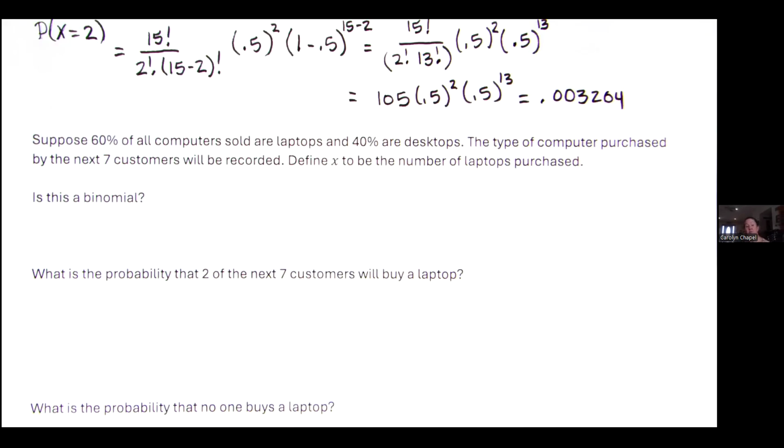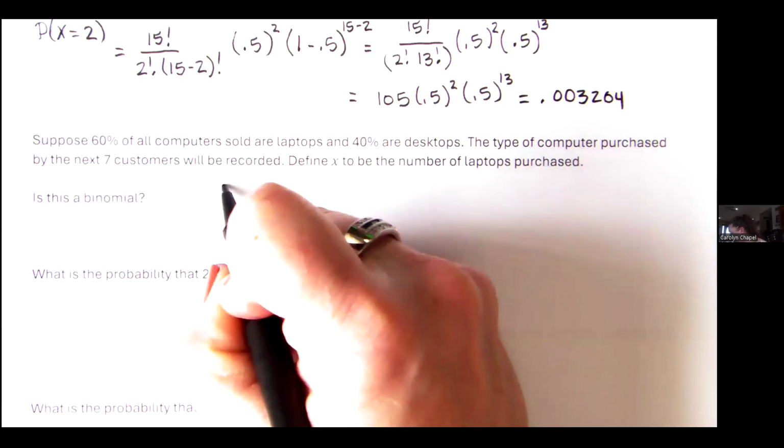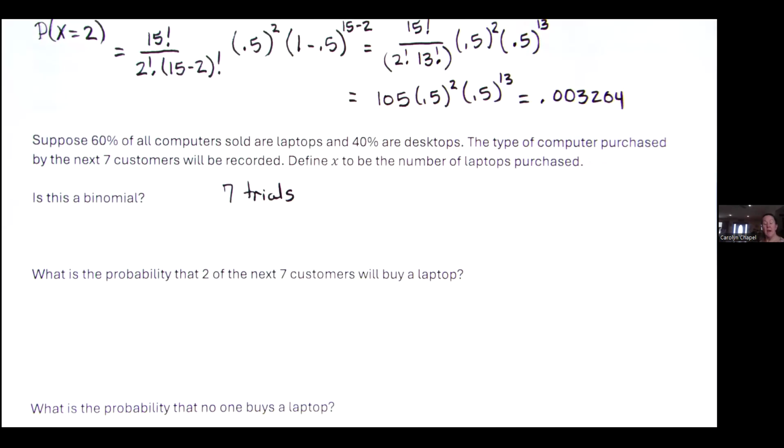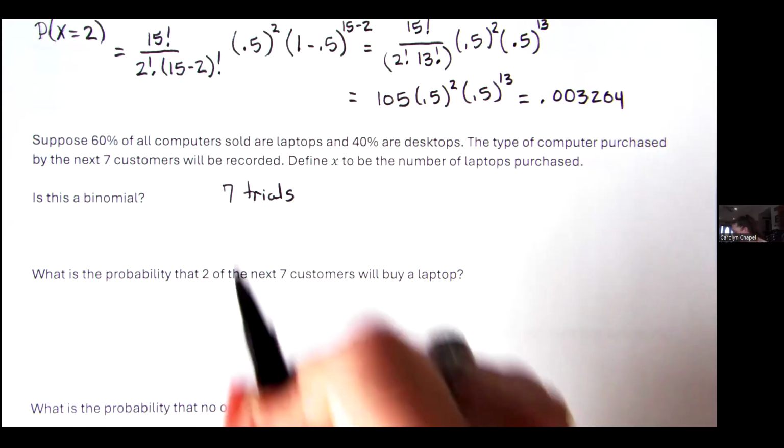Okay, so first thing, do we have a fixed number of trials? Yes. The fixed number of trials is our 7 customers. We're going to use each customer as a trial. So we have 7 trials. So 7 is fixed. Do we have 2 outcomes? Yes. We're either selling a laptop or we're selling a desktop. Okay, so 2 outcomes.